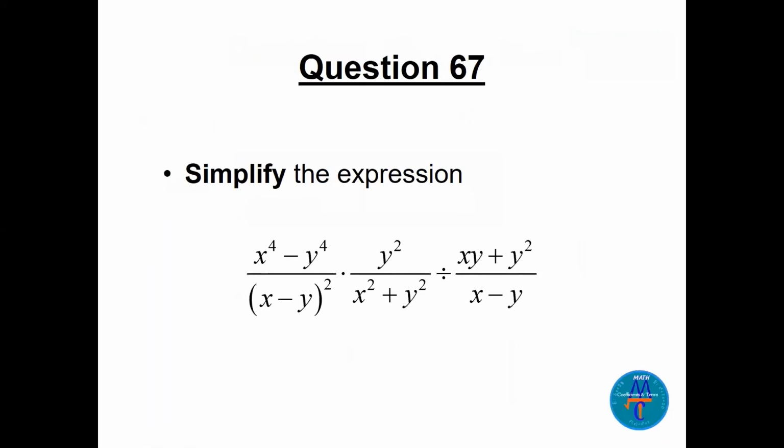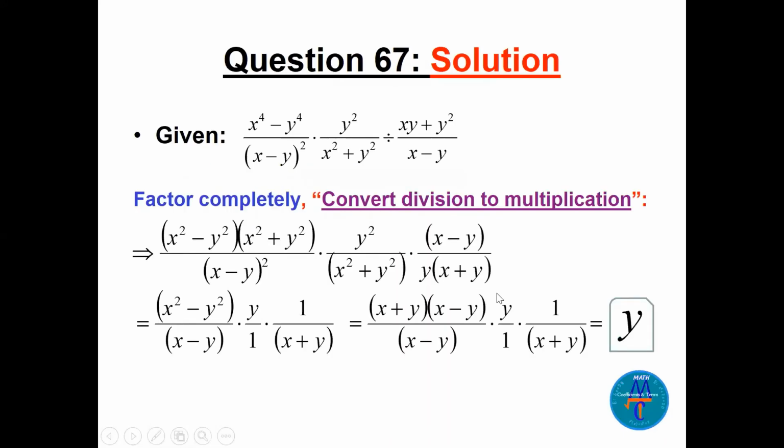Now 67. Simplify the expression here. We have to factor everything. And remember here we have multiplication, so that's normal. When we have division, we have to invert, change the division into multiplication, and then multiply by the reciprocal. (x − 1) up, xy + y² down. And then factor completely.